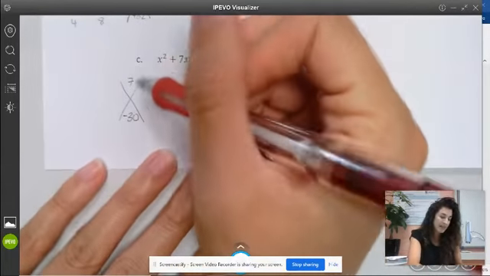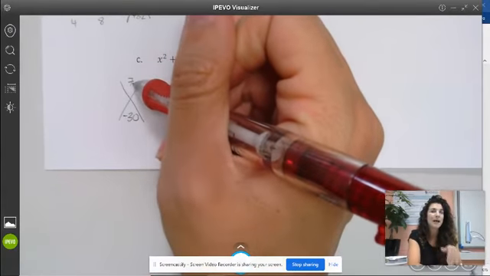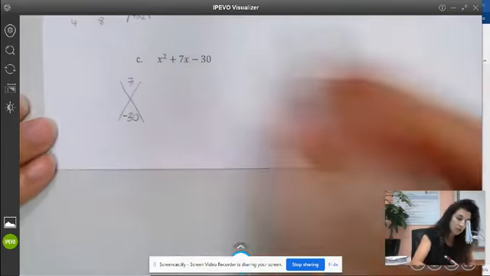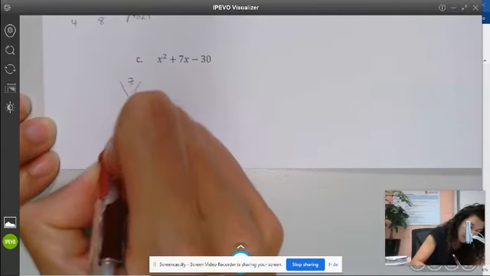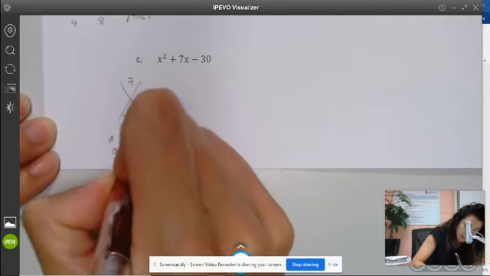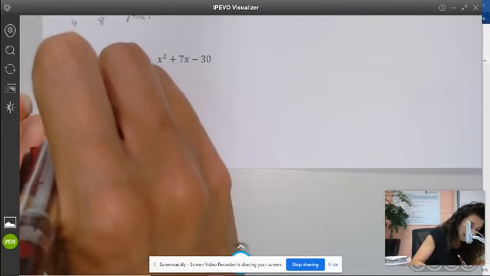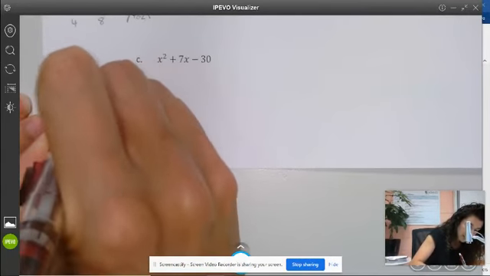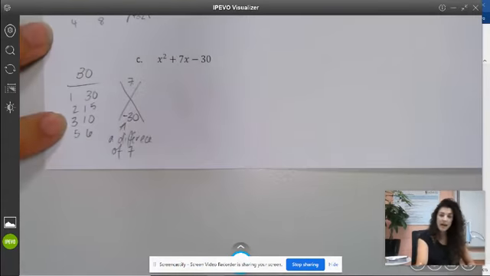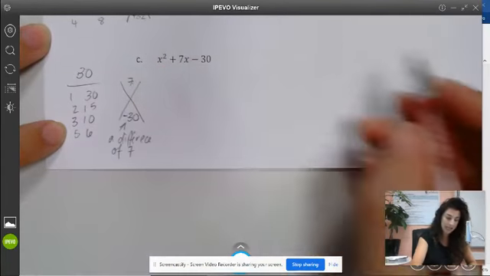So what that means is they actually need to subtract to give us 7. Because if I have one positive number and we're adding a negative number, that means it's going to turn into a subtraction. So now I'm looking for a difference of 7 because of that negative number. So I'm going to make my list of factors: 1, 30, 2, 15, 3, 10, 5, 6. Any of them subtract to give us 7, and that would be 3 and 10.